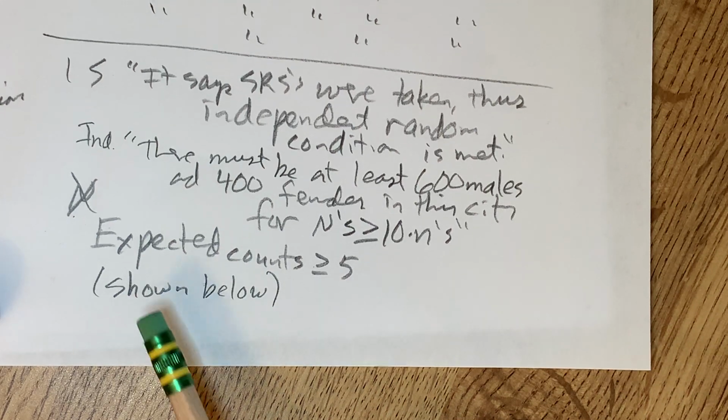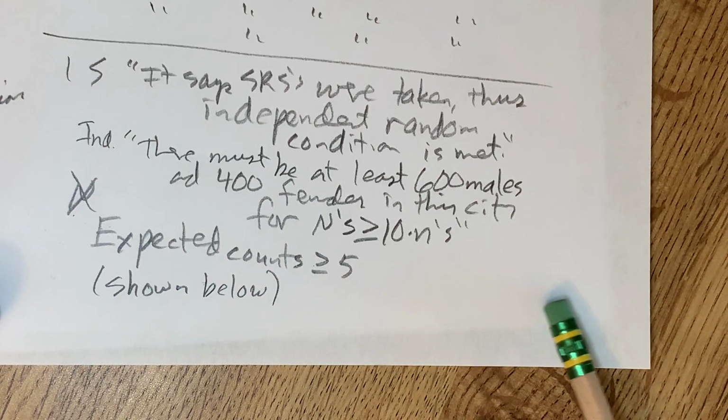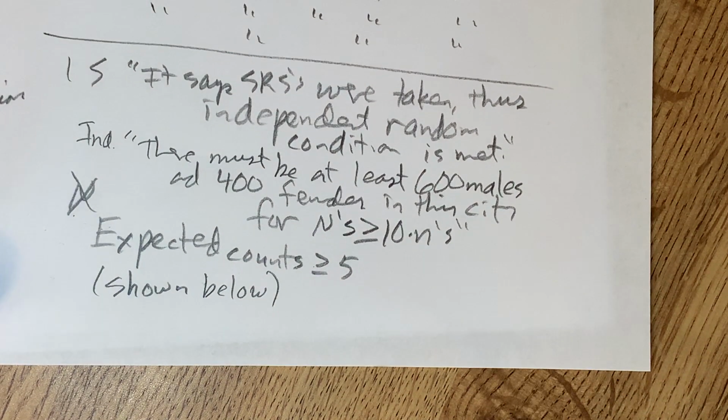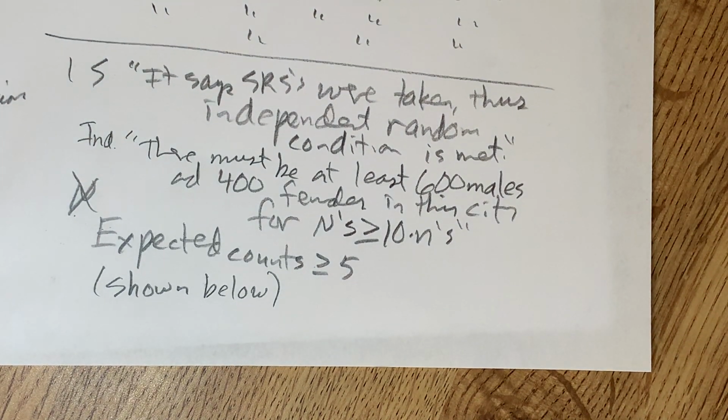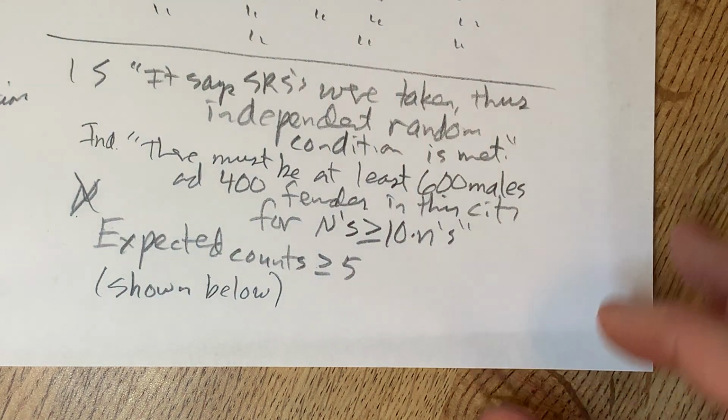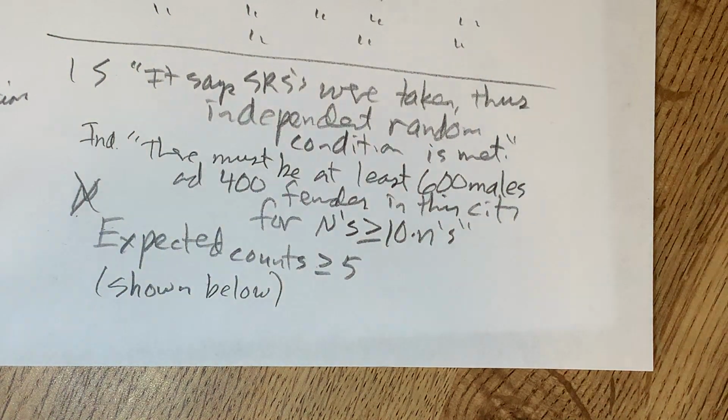Anyway, and don't say the expected counts are greater than or equal to 5, thus normality is met. Don't say the word normality. What this ensures is that my test statistic will follow a chi-squared distribution in repeated sampling, which is going to be explained in another video in regards to this chapter. But let's talk about how you do expected counts.